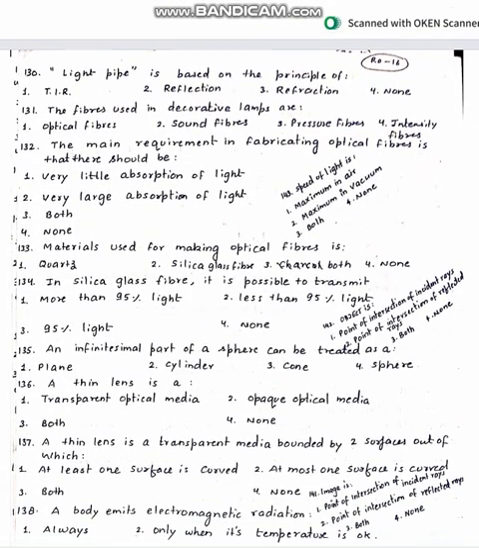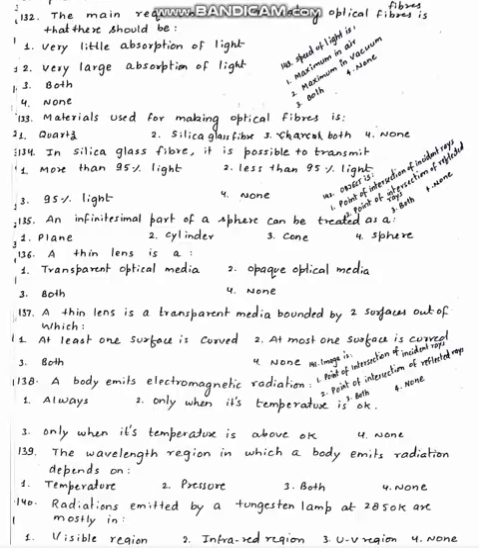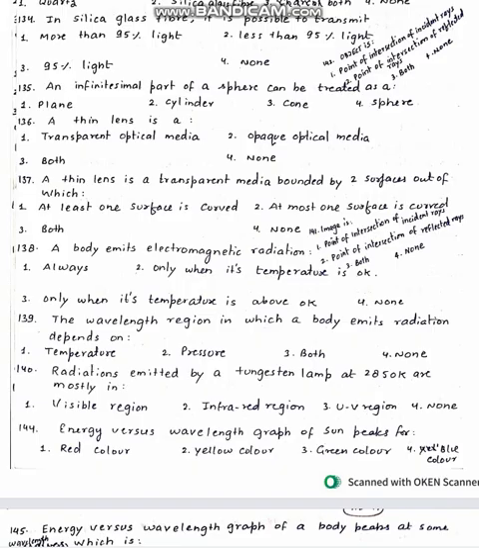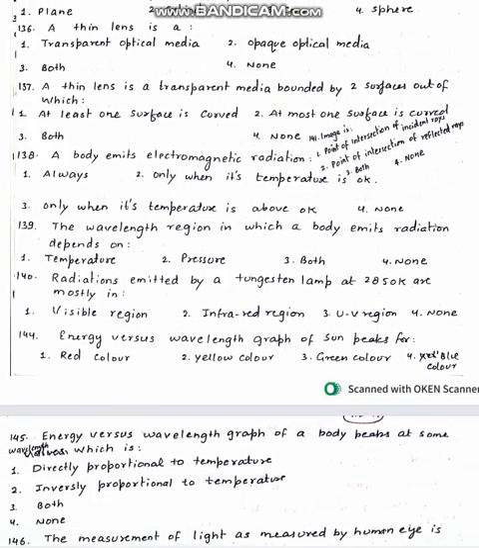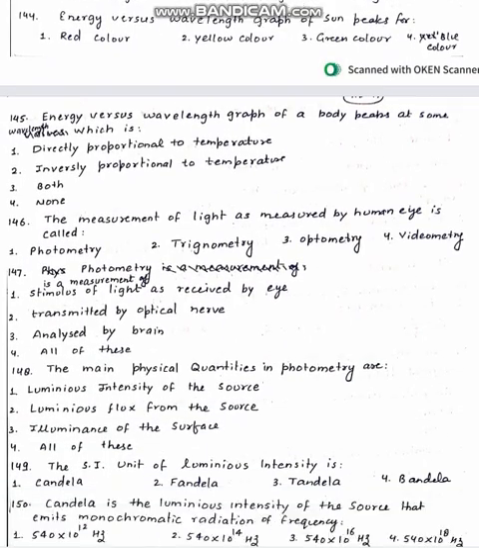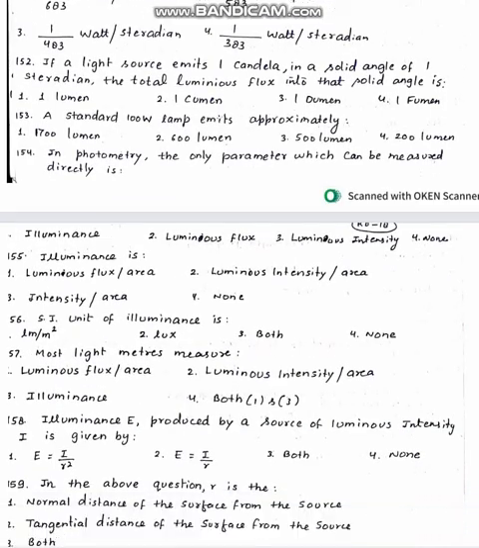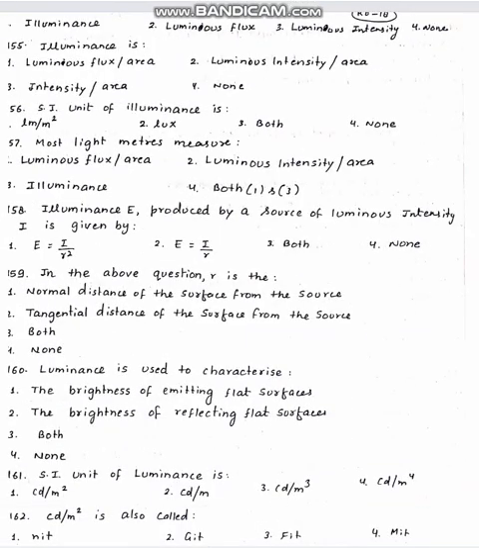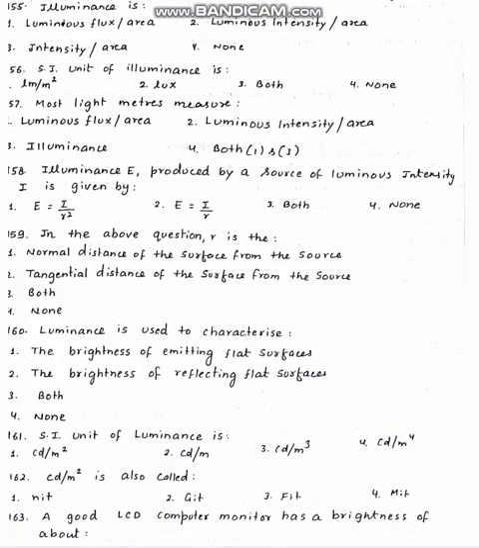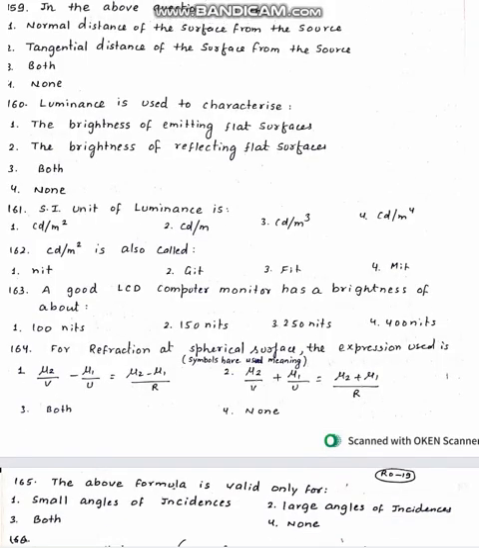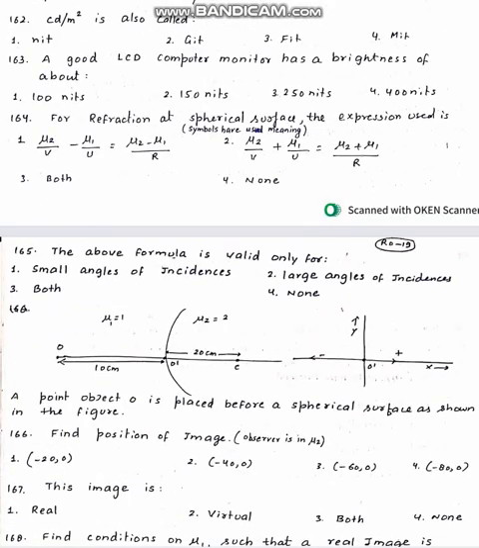Then we have concept of light pipe, then glass fiber, and thin lens concept. Then we have concept of photometric candela, its definition. Then we have SI unit, CGS unit, illuminance, SI unit, CGS unit, then LCD computer, then refraction at spherical surfaces.